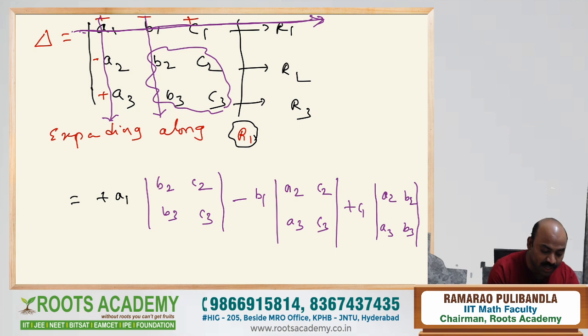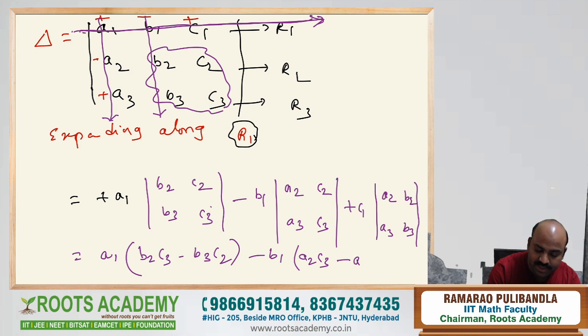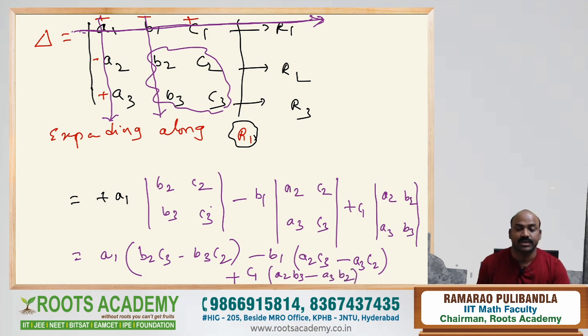Now, can you expand this? This is A1 into, how much will you get if you expand it? B2, you know the 2 by 2 determinant: B2 C3 minus B3 C2, minus B1 into A2 C3 minus A3 C2. Next one, plus C1 into A2 B3 minus A3 B2. I think all of you got it.